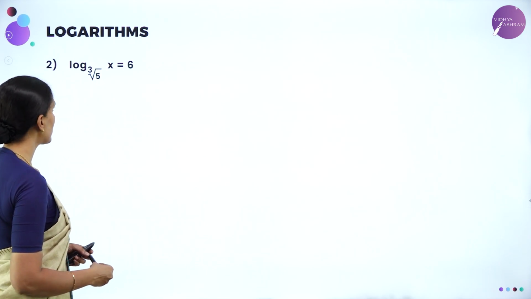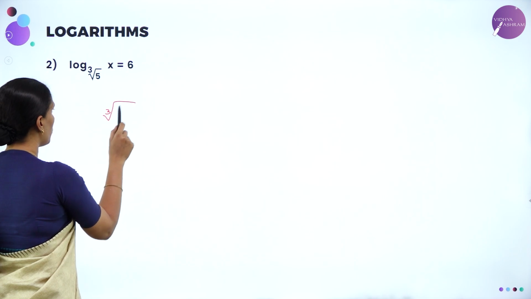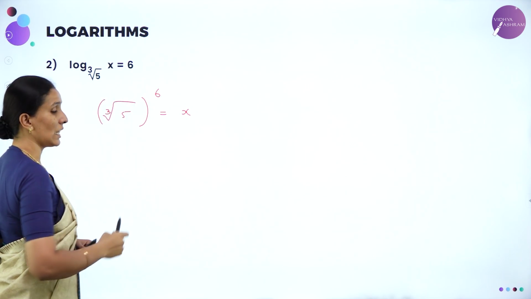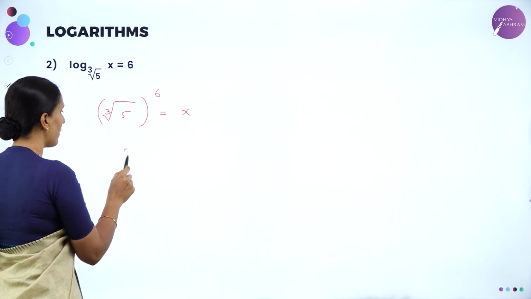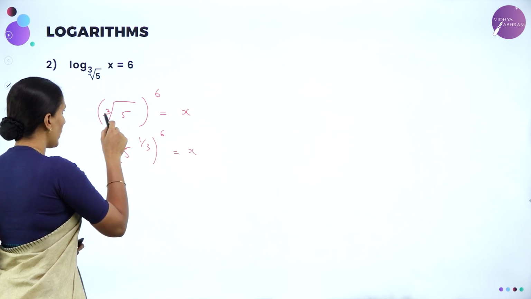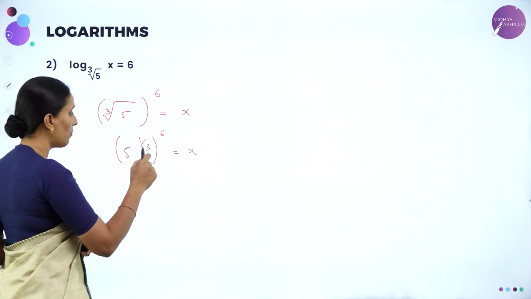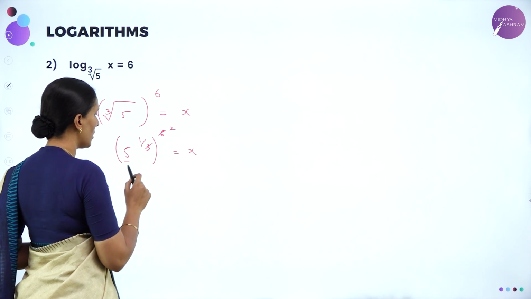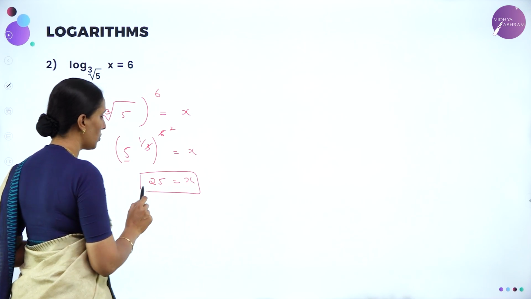Next. Log x to base cube root of 5 is equal to 6. I'll first convert this into the exponential form. So cube root of 5, whole power 6, is equal to x. I can write this as 5 to the power 1 by 3, whole power 6, is equal to x. So the index form of cube root is 1 by 3. Now using the laws of exponents, we have two powers for the same base, we can multiply them. 3 ones are 3, 3 twos are 6. So it becomes 5 square, so 25. So therefore the value of x here is 25.